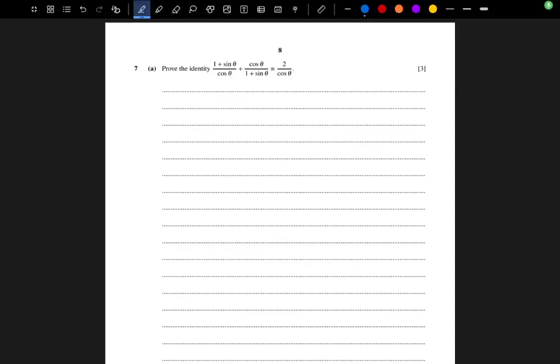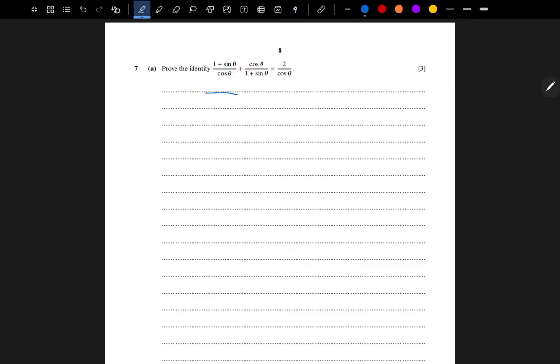This CAIE A-Level Maths, Summer 2020, Paper 1, Variant 1, question number 7. In this question, we have to prove this identity, which is identical to 2 upon cos theta. So if we look at this part of the equation, the plan is that we can take the common multiples and then cross multiply these together.